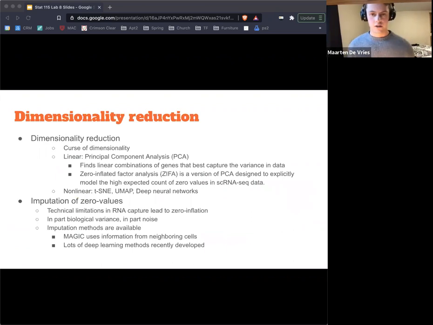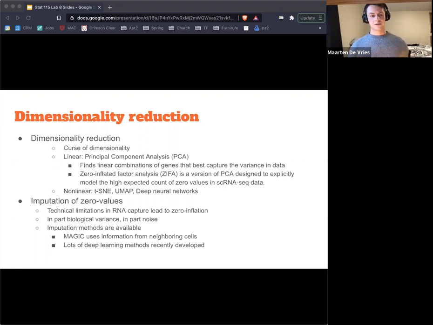Then dimensionality reduction. With such high dimensional data, we suffer from the curse of dimensionality. This means that the metrics that one normally uses to measure similarity in gene expression patterns between cells kind of break down or become much less reliable when the space is very, very high dimensional. So you need to reduce the dimensionality of the problem, and you can reduce it into what is called an embedding.